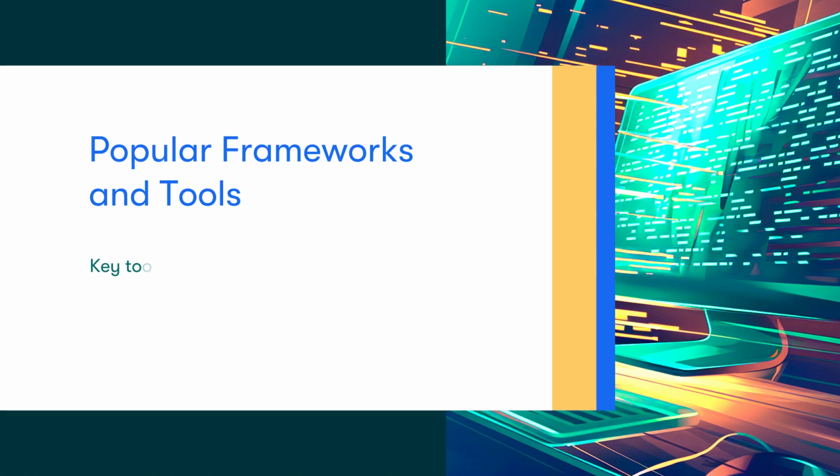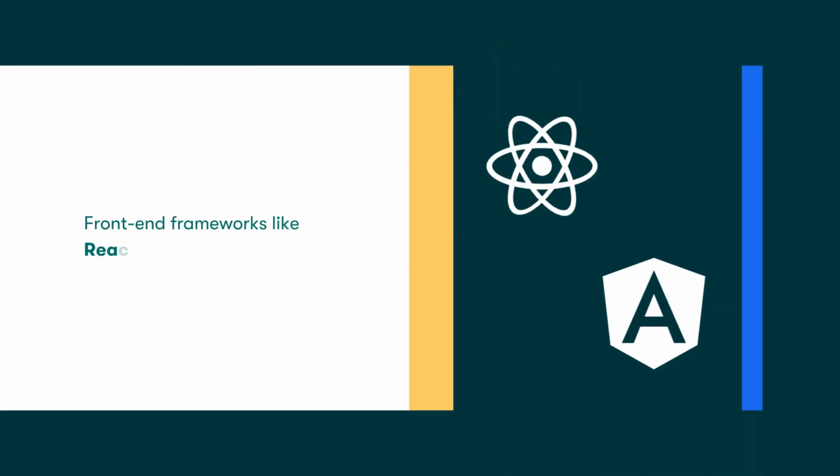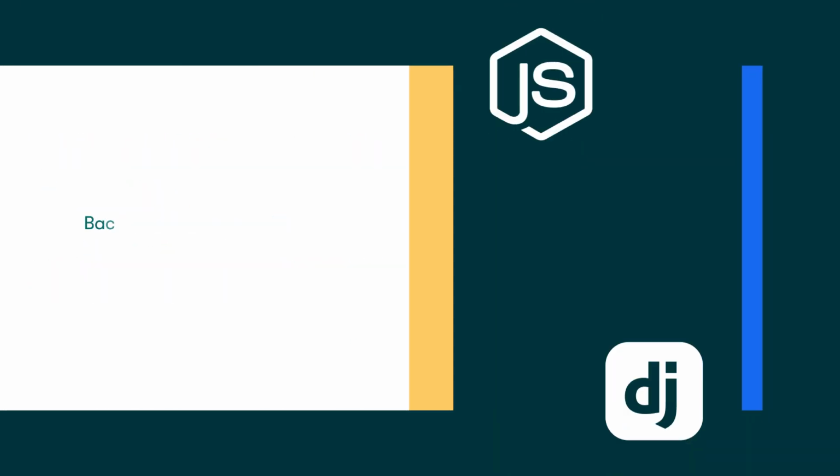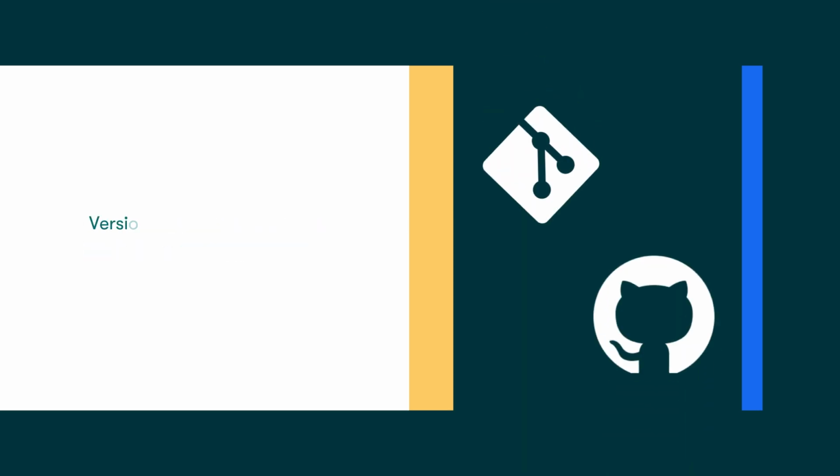Key tools and technologies for full stack development include front-end frameworks like React and Angular, back-end frameworks such as Node.js and Django, version control systems like Git and platforms like GitHub.